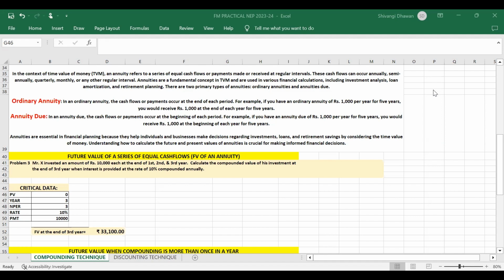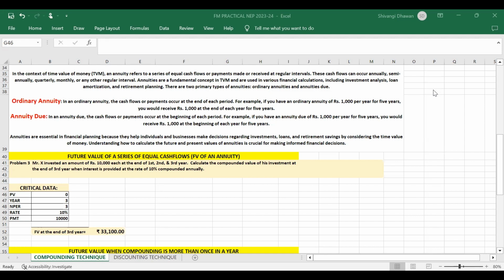In the context of time value of money, an annuity refers to a series of equal cash flows or payments made or received at regular intervals. These cash flows can occur annually, semi-annually, quarterly, monthly, or any other regular interval. Annuities are a fundamental concept in time value of money and are used in various financial calculations, including investment analysis, loan amortization, and retirement planning.